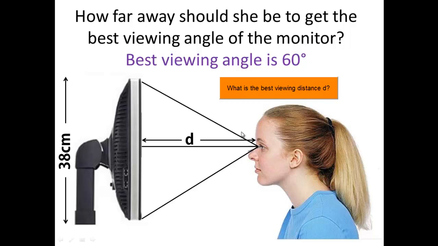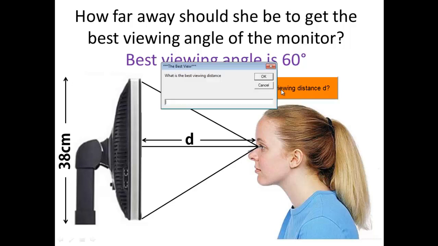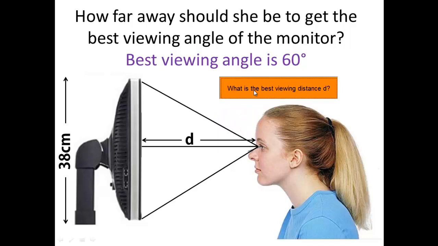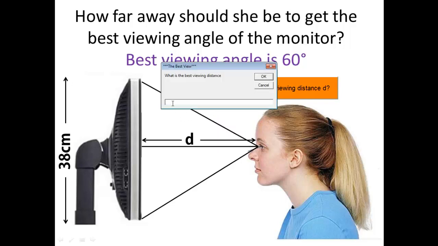So here you can put in some information. So obviously kids have to solve this problem. And then the next thing I do is I put in the answer. So if the answer is 20, that's what they're guessing. Oh, I got it wrong. So see help if you need, if you're not sure. Let's have a go at it again. I think that answer there is 33.